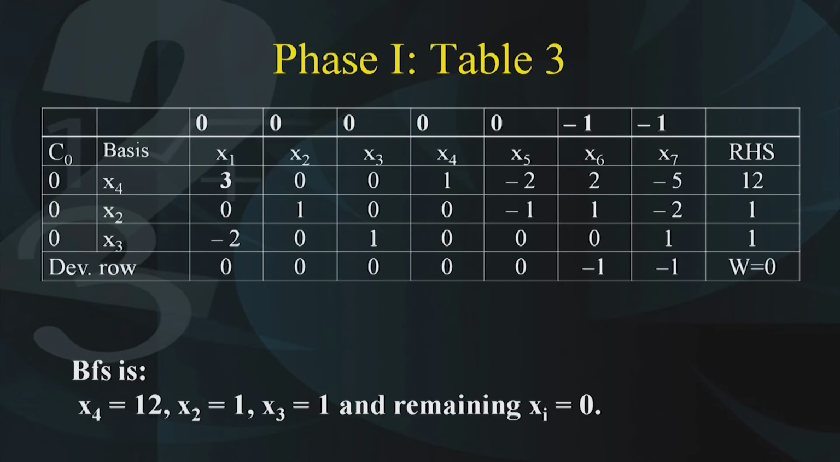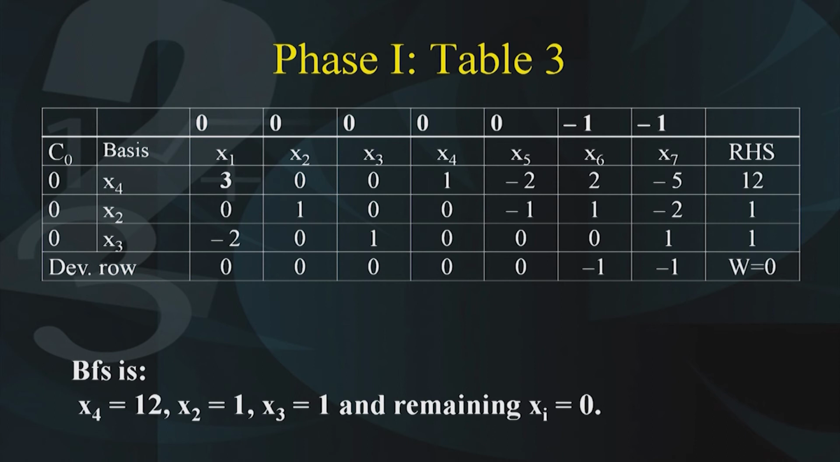Thus, we come to the table 3 of our phase 1, and what do you find? Please note, you find that in this table both the artificial variables are not there. So, you have observed that during this table 3 all the artificial variables have disappeared, because what is our BFS?